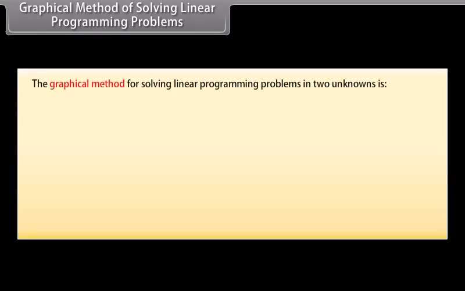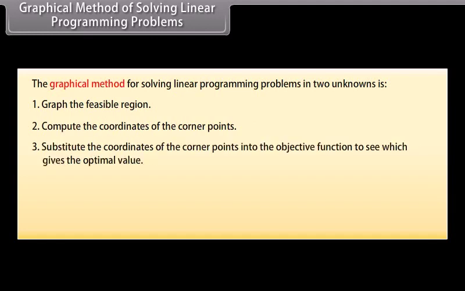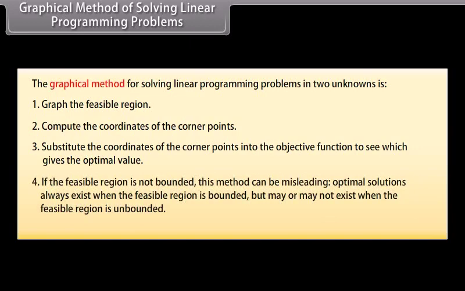The graphical method for solving linear programming problems in two unknowns is: 1. Graph the feasible region. 2. Compute the coordinates of the corner points. 3. Substitute the coordinates of the corner points into the objective function to see which gives the optimal value. 4. If the feasible region is not bounded, this method can be misleading. Optimal solutions always exist when the feasible region is bounded, but may or may not exist when the feasible region is unbounded.